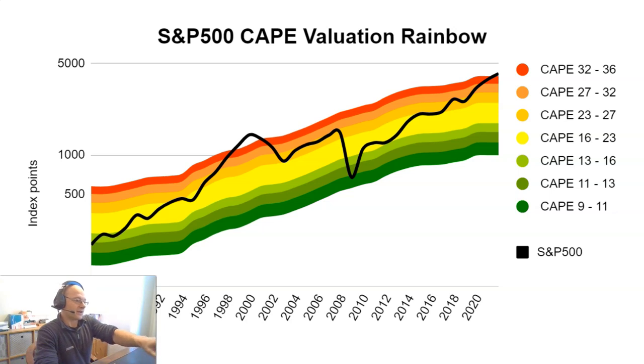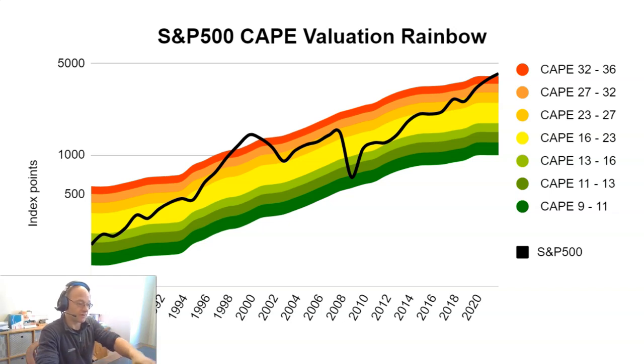So the black line is the S&P 500's price, and the rainbow represents where the S&P 500 would have been at different CAPE ratios. So, for example, the red line shows you where the S&P 500 would have been if CAPE was at about double its long-run average. In other words, if the index was really expensive. So you can see that during the dot-com bubble, the S&P 500 went above the red line, which showed that it was really very, very expensive.